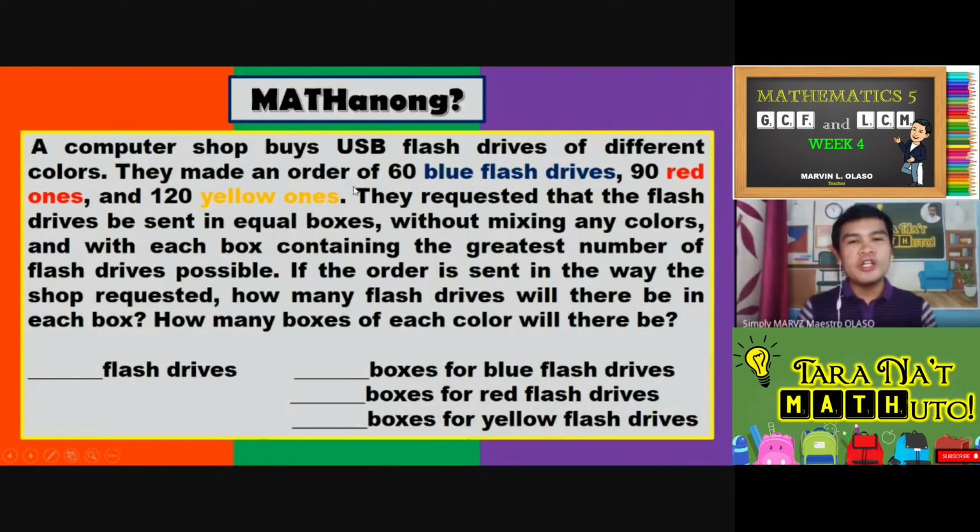Okay. Nag-order sila ng 60 mga blue flash drives, 90 naman red ones, at yung 120 ay mga yellow ones. They requested that the flash drives be sent in equal boxes. Kailangan syempre, yung mga flash drive na ito ay nakalagay sa boxes. Kailangan same color, at ang request nila, yung bawat box na yon ay pare-pareho ang bilang. As much as possible ay exact. Kailangan exacto yung mailagay na flash drives.